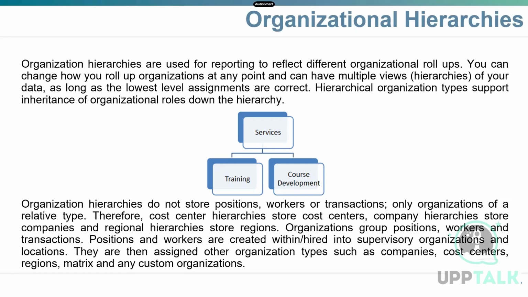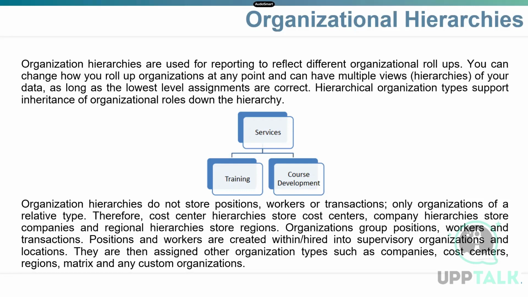So if we have assigned the company at the HR level and the cost center at the HR level, any of the other subordinate supervisory organizations under HR will all inherit that information from the HR organization itself. Organization hierarchies do not store positions, workers, or transactions, only organizations of a relative type. Therefore, a cost center hierarchy stores cost centers, a company hierarchy stores companies, and a regional hierarchy stores regions.